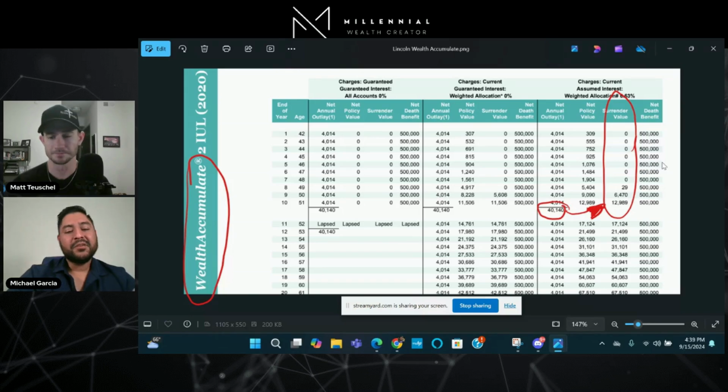Right. That's insane, man. And so in order for you to optimize an IUL, your agent has to remove the surrender charge. Now, the reason why agents won't remove the surrender charge is because a lot of times they're just trying to make a sale, right? They're trying to make a commission.